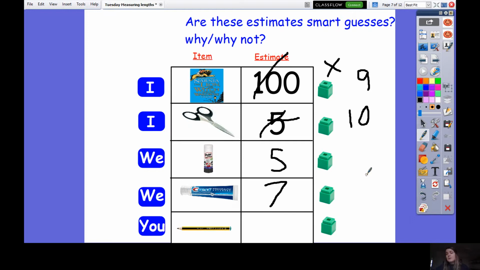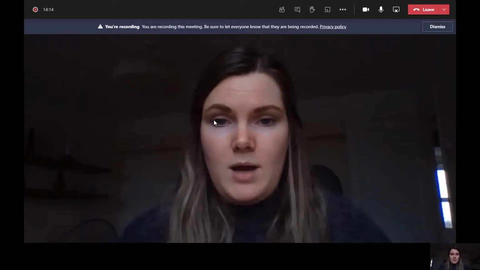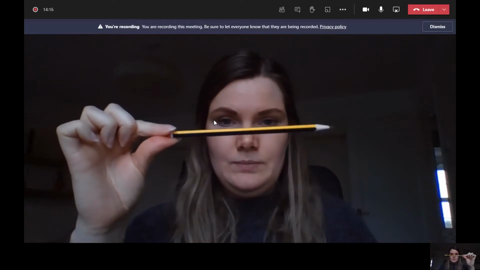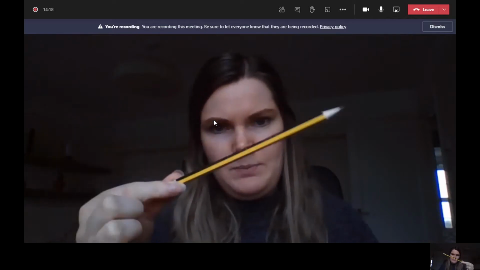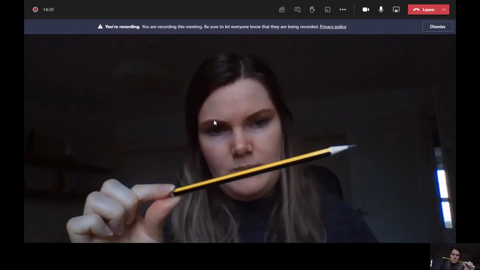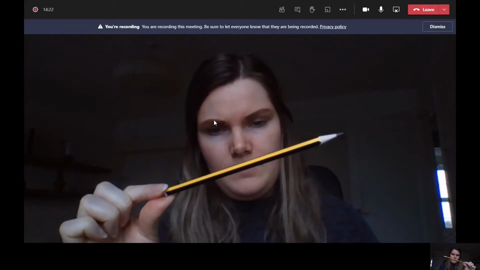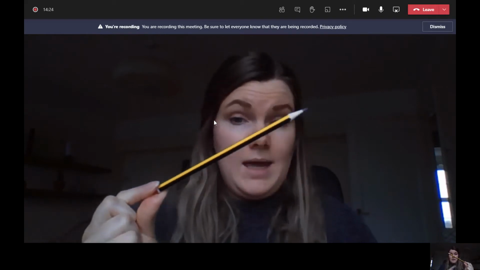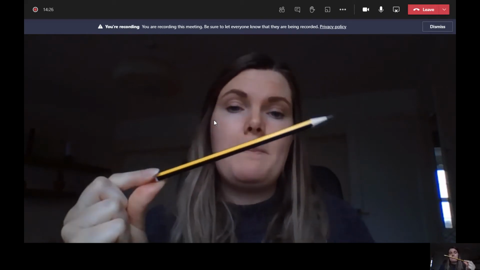Okay, what about my pencil? Now again, pencils can all be different lengths, but this is my pencil. So it's not as big as some pencils we've got. What do we think? I'm not going to make any estimates. This is going to be your turn.